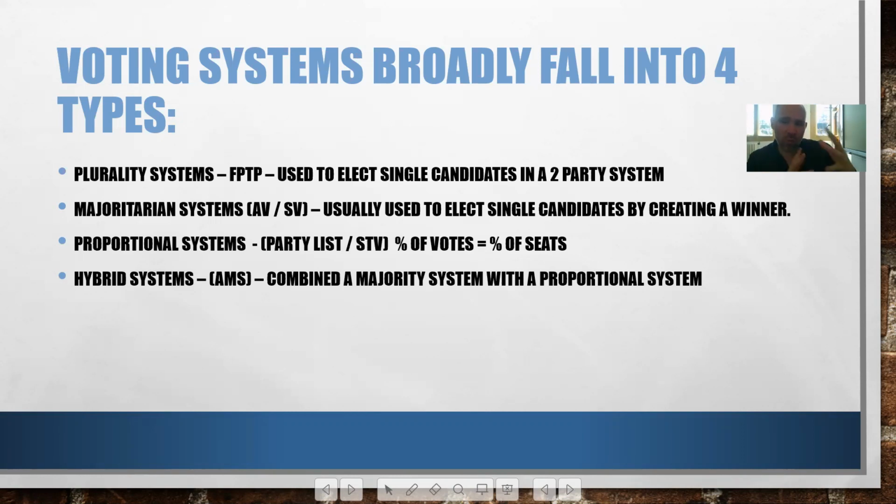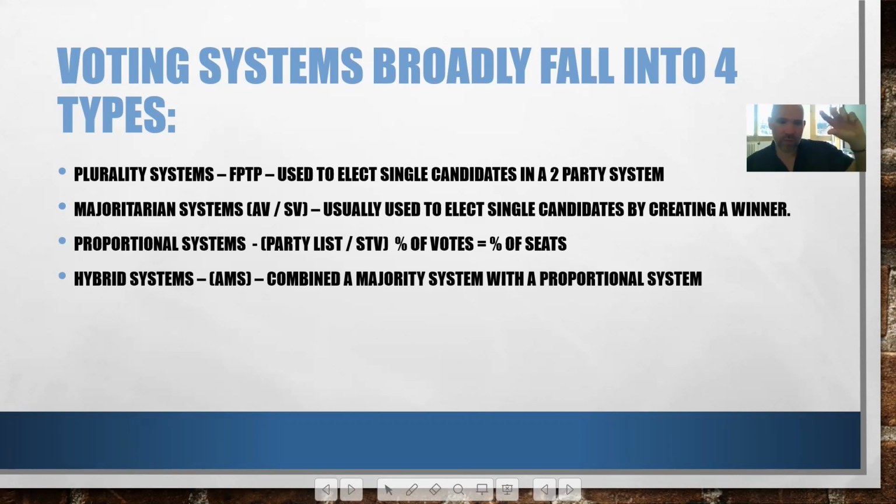But if you have more than two parties, then perhaps you need to start thinking about a majoritarian system, which is where we come from with AV and SV. But that still uses the caveat that you're trying to elect single candidates. So maybe that could be a single candidate in a constituency, or it could be a single president or a head of state or something like that.